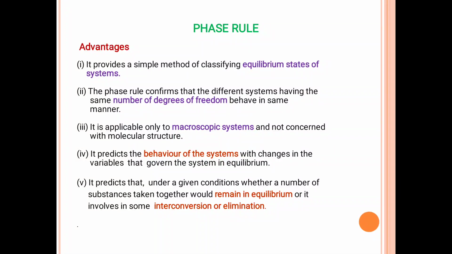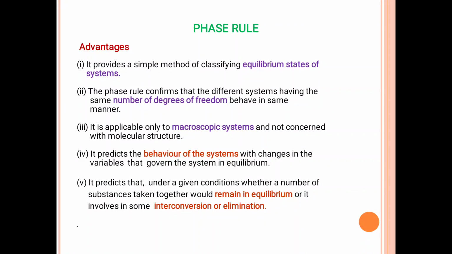Advantages of phase rule. It provides a simple method of classifying equilibrium states of systems. So we can classify the equilibrium easily. And also the phase rule confirms that different systems having the same number of degrees of freedom behave in the same manner. Then it is applicable only to macroscopic systems and not concerned with the molecular structure.